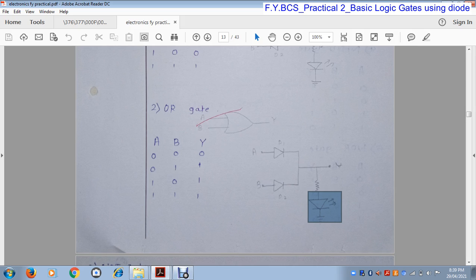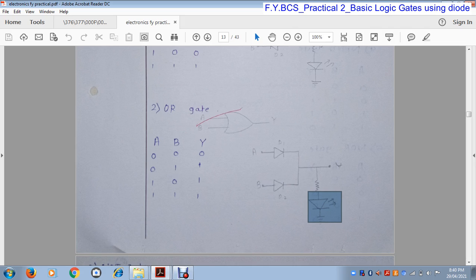The LED remains off. Now the second condition, 0 1. This is 0 and this is 1. The anode of D2 is 1, that means here we provide 5 volt. So the anode is at higher potential and the current flows through the diode. From diode D2 the current will flow, and this current goes to the LED. When the current flows across the LED, the LED will glow. So the LED is blinking, which means our output is 1.